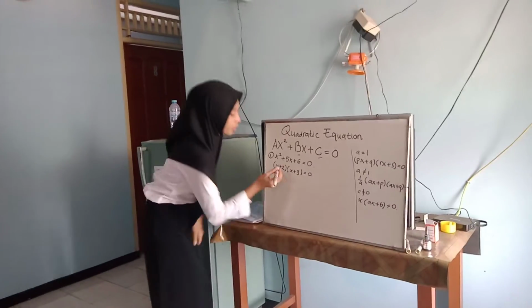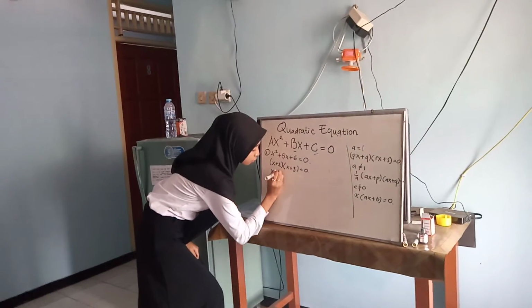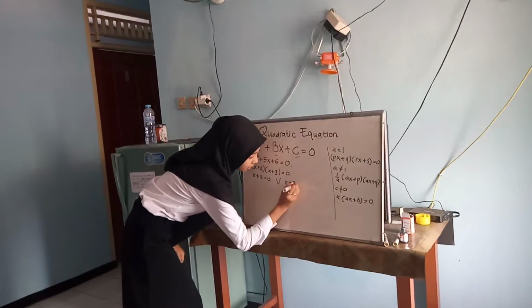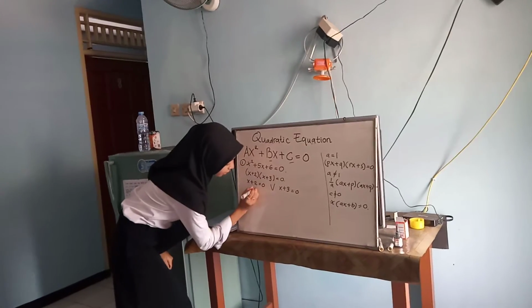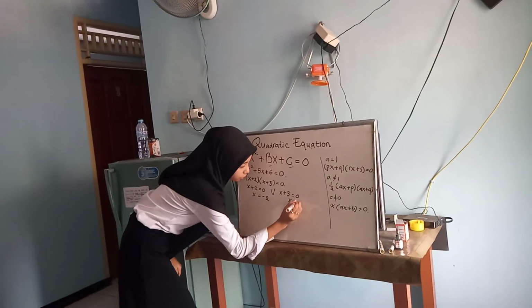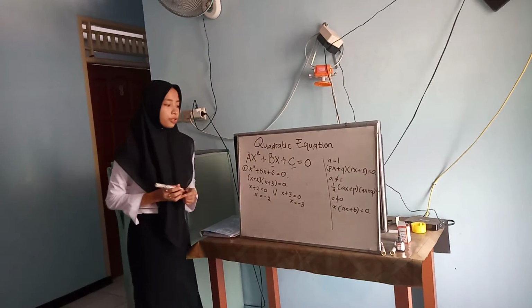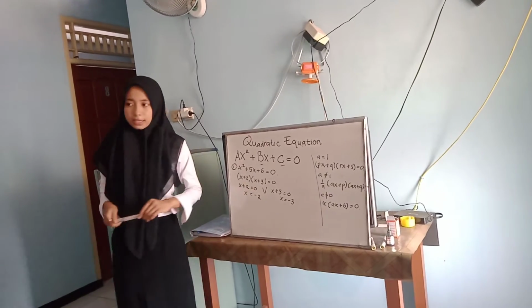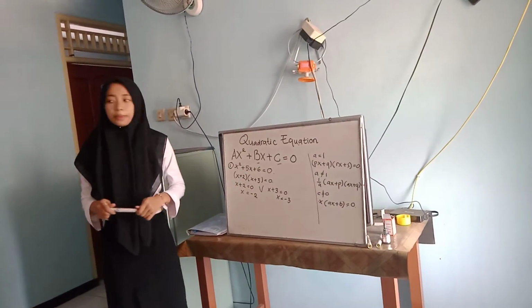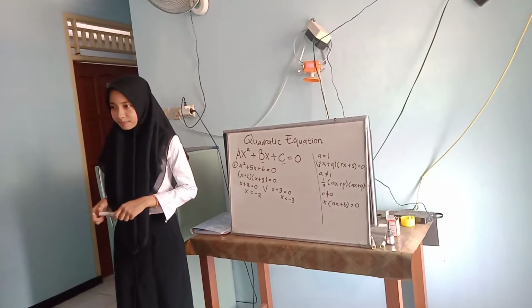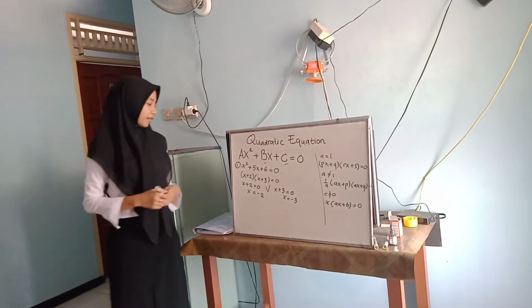So we get two linear equations. We solve them: x plus 2 equals 0 or x plus 3 equals 0. We get x equals minus 2 and x equals minus 3. So the solutions of the equation x squared plus 5x plus 6 equals 0 are minus 2 and minus 3. Okay? Until this step, do you understand? Yes, I understand. Okay, good.